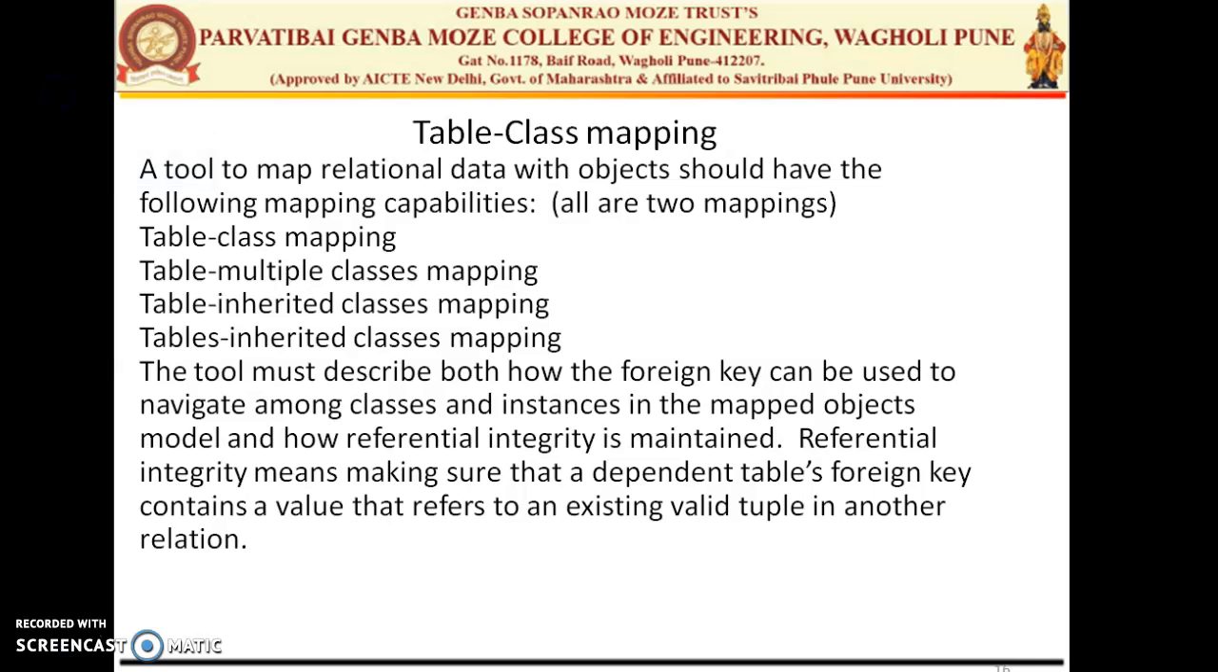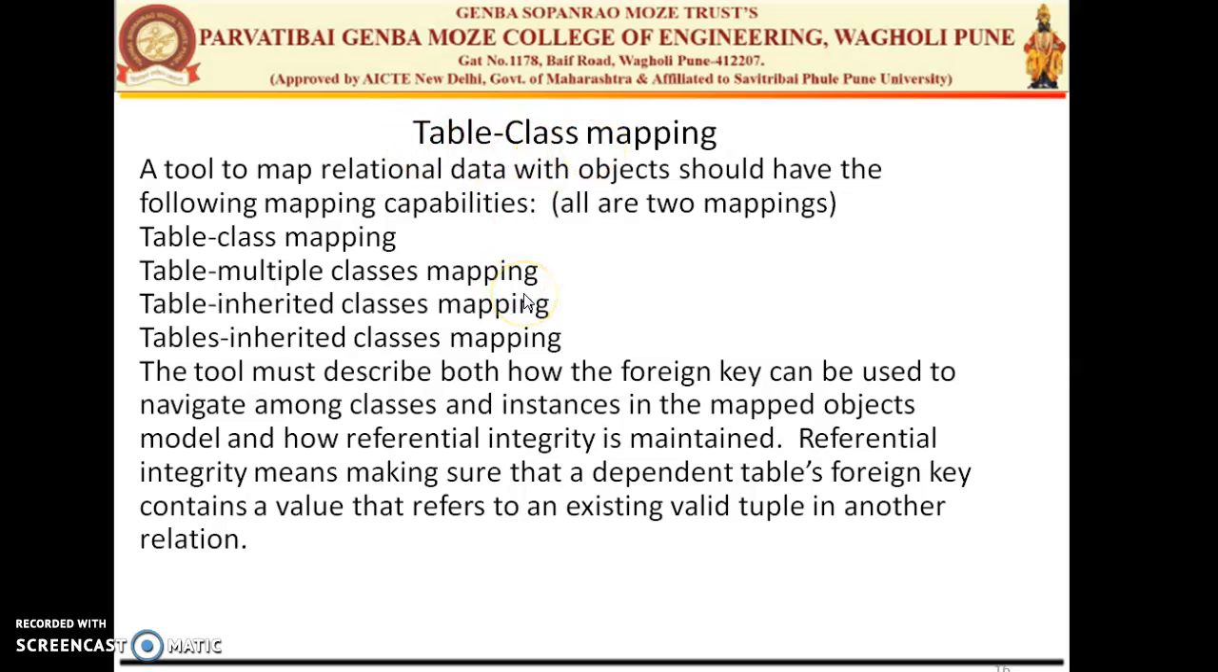So in the last session, we started with access layer designing. The next point in access layer designing is table class mapping. As we have seen, we are mapping the relational database into object-oriented classes or objects. There we also saw that we need a tool that will map the relational database to your object-oriented constraints. So the next thing is table class mapping.